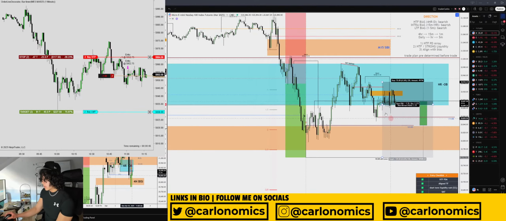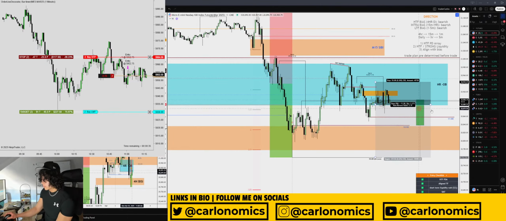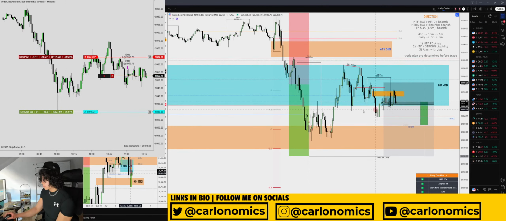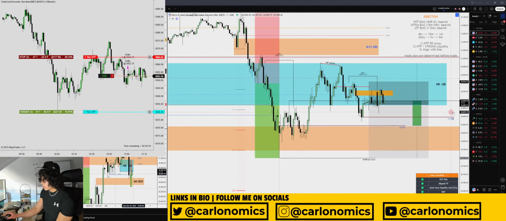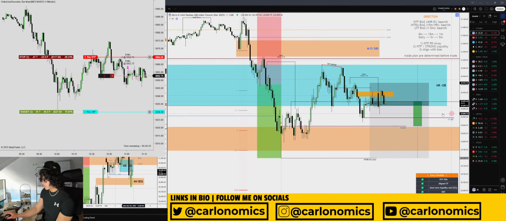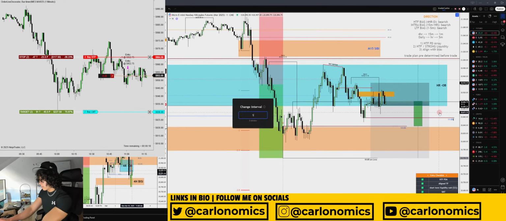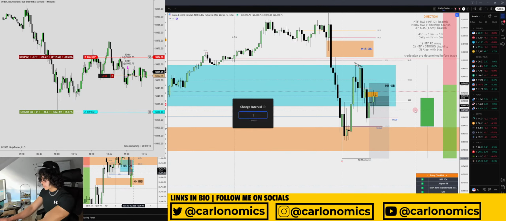But I just don't like the way we are consolidating around this range, and it's perfectly okay because it's 11 o'clock, so I'm not really too complicated over it. But the number one thing I do not like is being in a trade for too long. On the 5 minute right now, we have a new 5 minute candle opening.